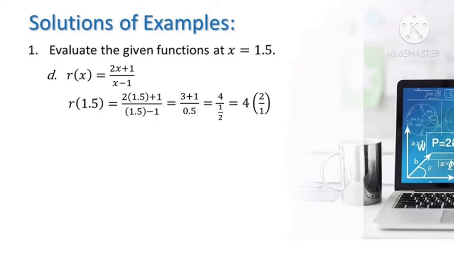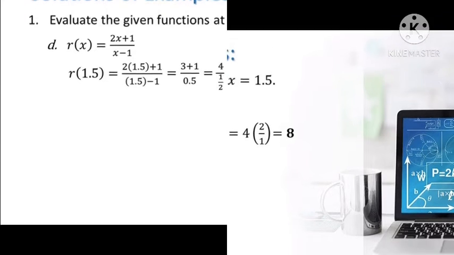So the fraction now becomes a complex fraction. Simplifying a complex fraction would mean the numerator has to be copied, change the division operation into multiplication, and reciprocate the denominator. Thus, this becomes 4 times 2 over 1. And so, the final answer would be 8. Therefore, r of x, in which x is equal to 1.5, is equal to 8.